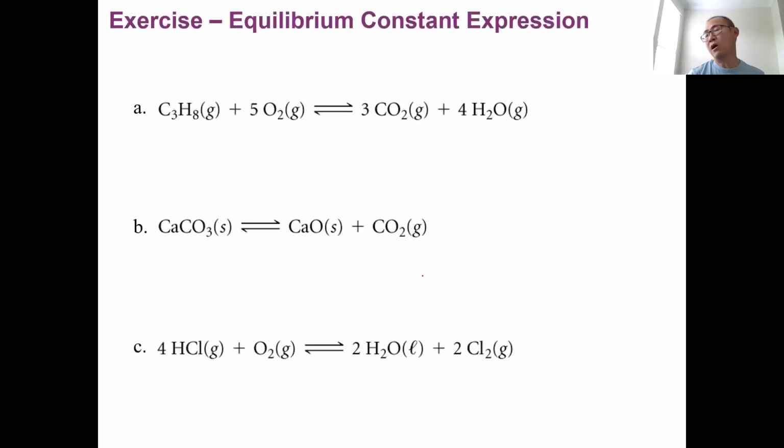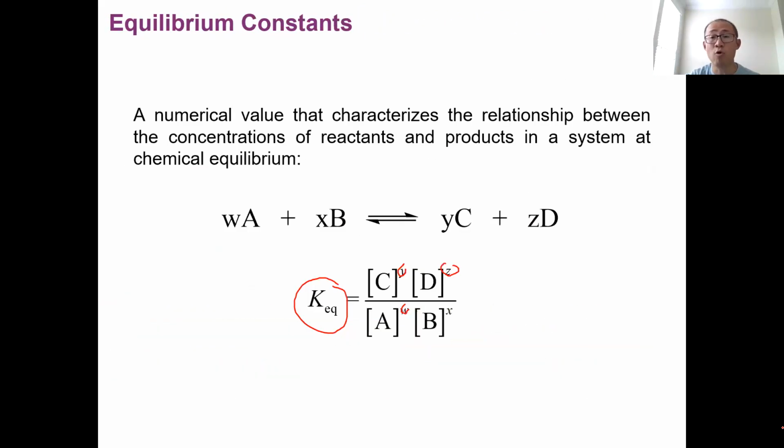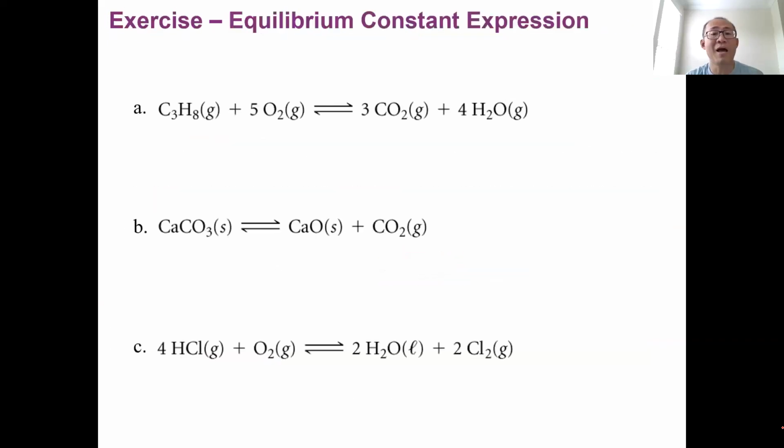Okay, now here is some practice for you. Three reactions, three equilibrium processes. It asks you to write their equilibrium constants. Again, keep in mind what we have here, and you should have no problem writing the expressions. K equals products over reactants powered by their coefficients. So all you need is to show that expression.